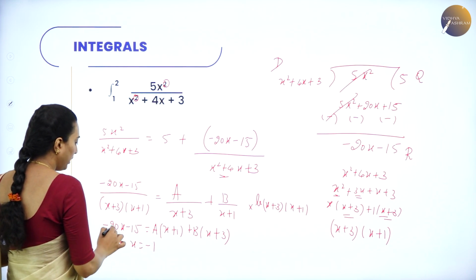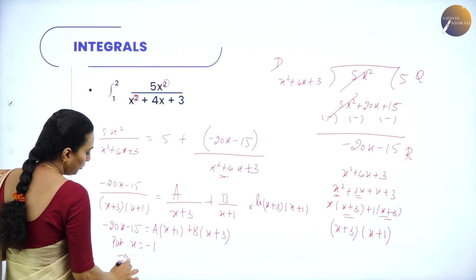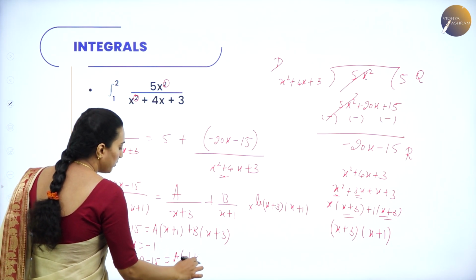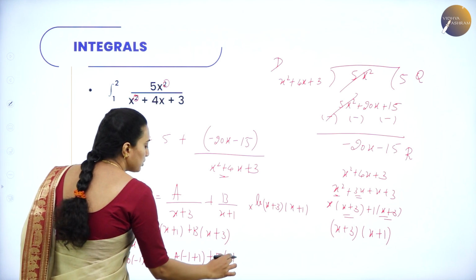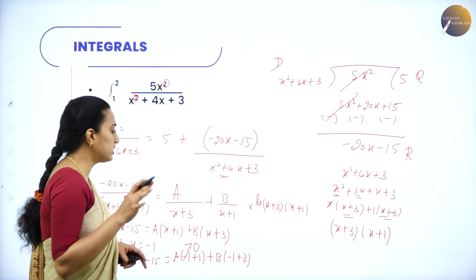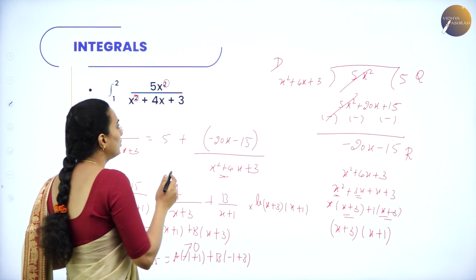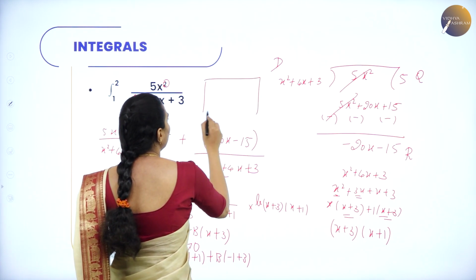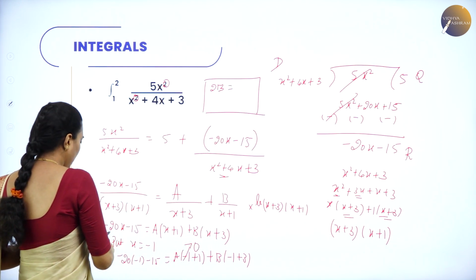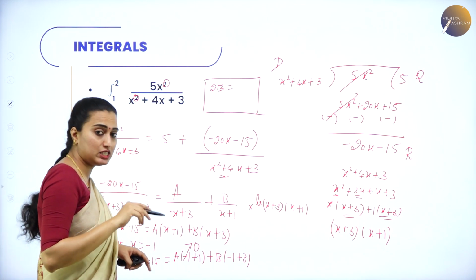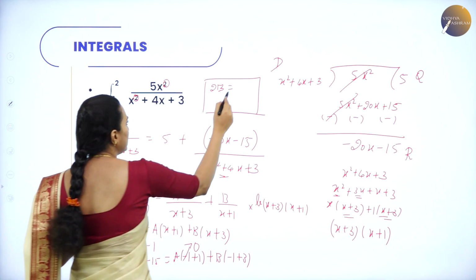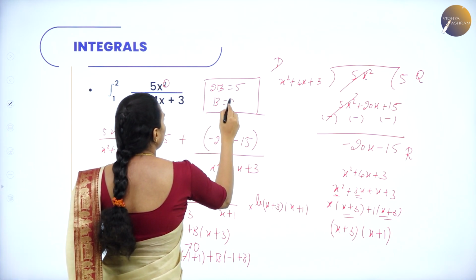If you put x equal to minus 1, minus 20 into minus 1 minus 15 is equal to a into minus 1 plus 1, plus b into minus 1 plus 3. Now, you can cancel this one, which is 0. So minus 1 plus 3 is nothing but 2b. So therefore you are getting, let me write it here, 2b is equal to, see here, minus 20 into minus 1 is plus 20, minus 15 is nothing but plus 5. So 2b is equal to 5. So b is equal to 5 by 2.